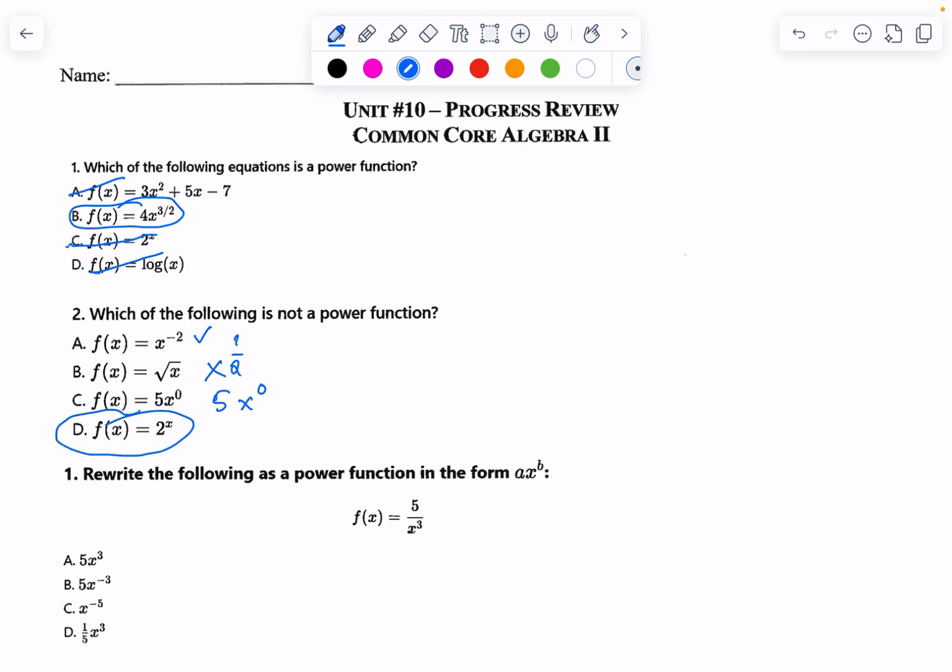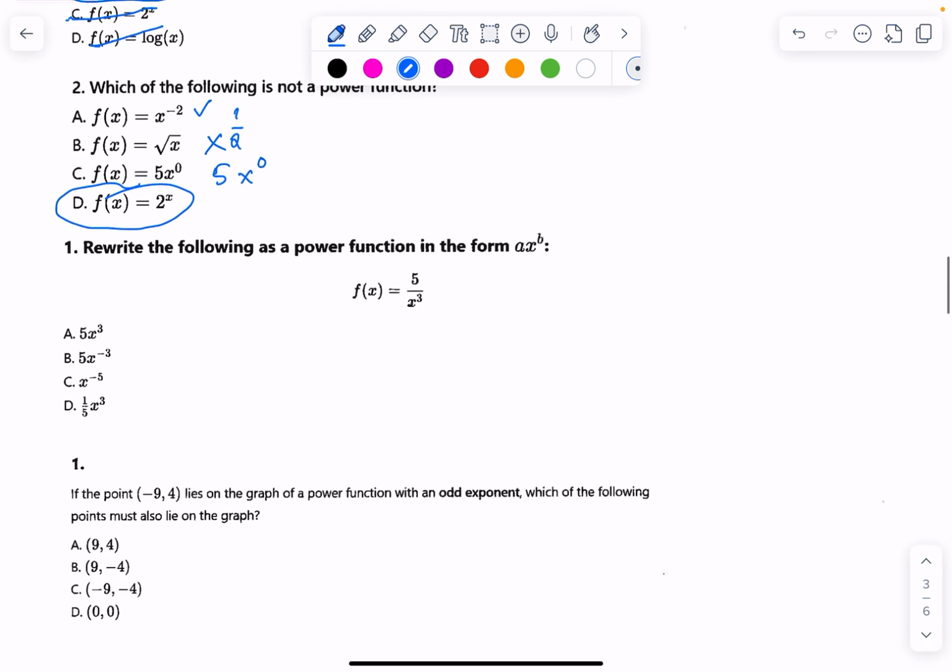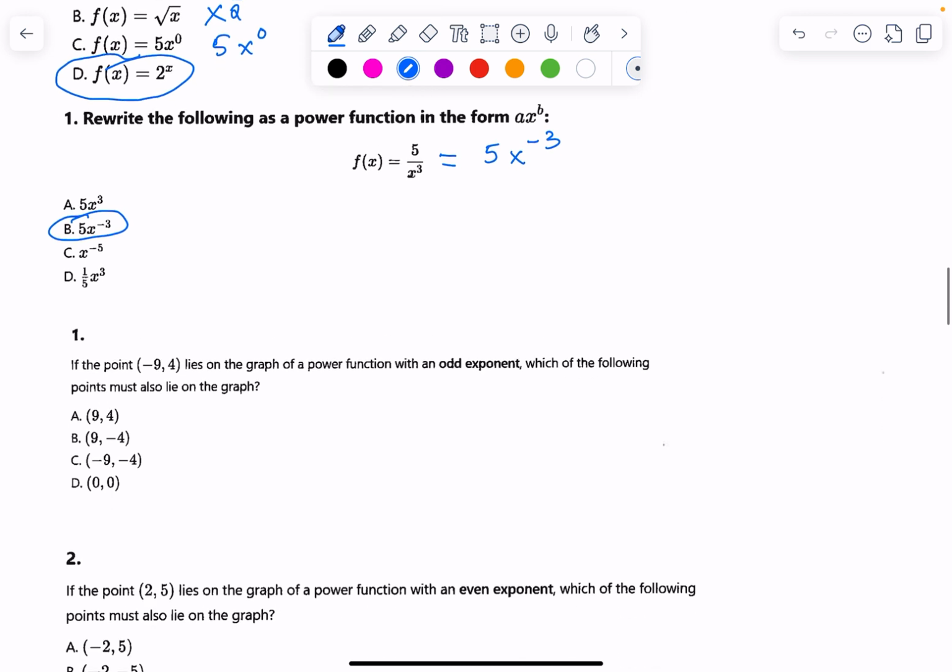All right. Then again, let's write this in power form, right? So this becomes 5x to the negative 3 power. 5x to the negative 3 is this one. And then I threw 2 in there, right? So we talked about the odd one before, right? We switch both signs. So this becomes 9 comma negative 4.